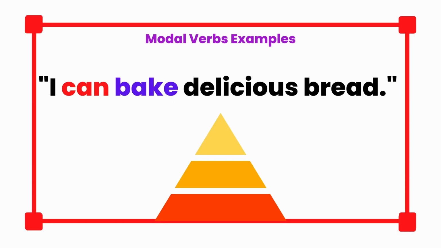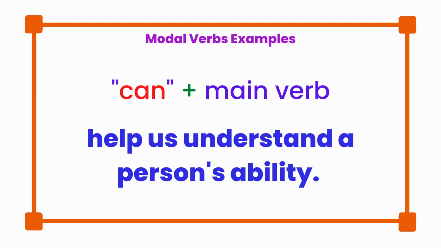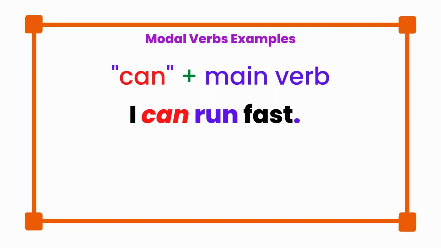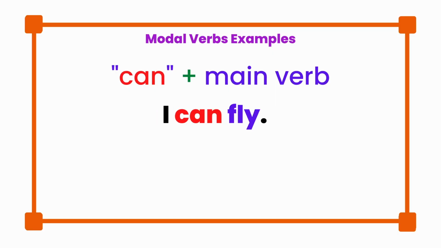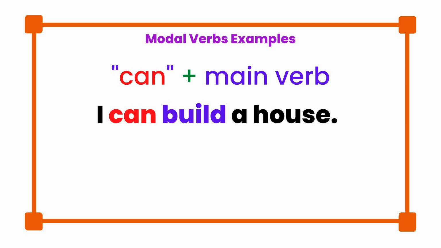So consider the modal verb to be the same as building meaning. We built an idea to help explain the story, and we can go further. I can bake delicious bread. The modal verb can is placed before the main verb to help us understand a person's ability. In these examples, I can run fast. I can fly. I can cook. I can build a house.